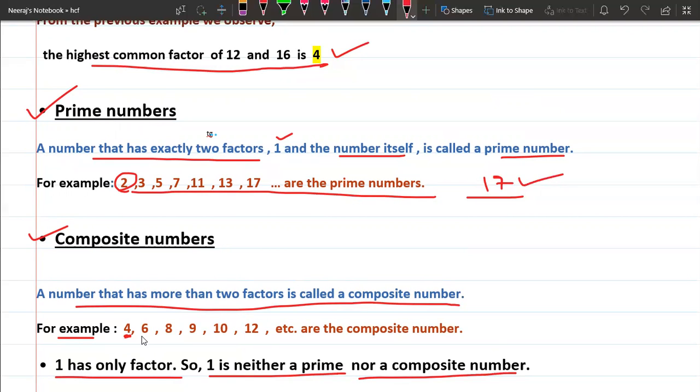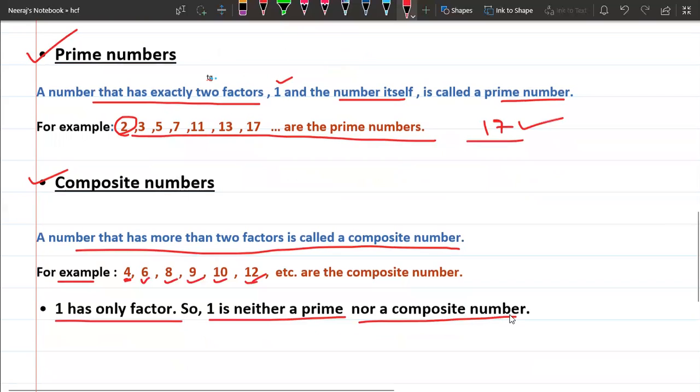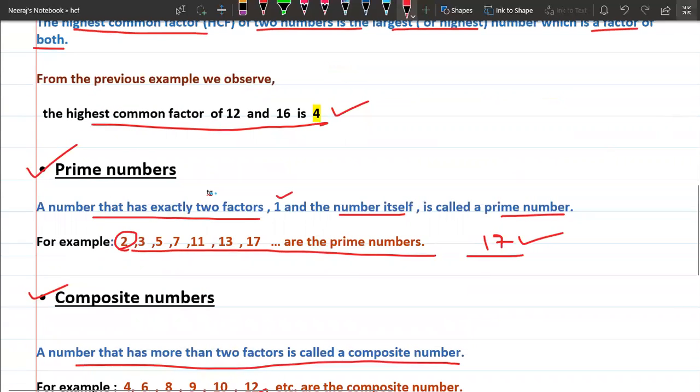In the same way, 6 has more than two factors, 8 also, 9 also, 10 also, 12 also. These are called composite numbers. So you have to remember all these terms to solve the highest common factor problems.